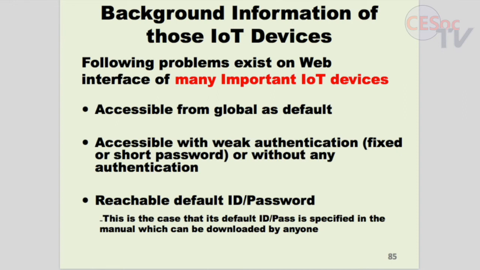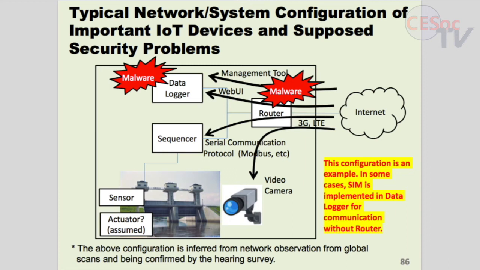IoT may be accessible from the global internet by default, accessible with weak authentication or without any authentication, reachable with default ID and password. This is a typical network system configuration of important IoT devices and the associated security problems.